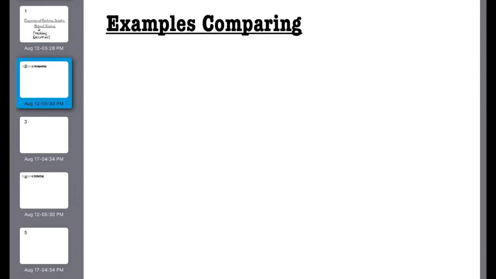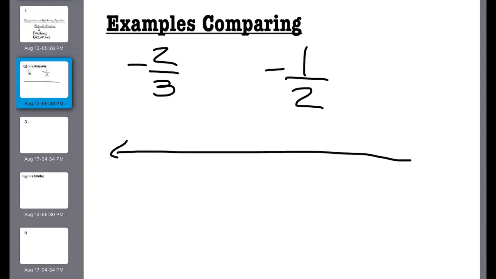So the first thing we're going to do is we're just going to start out very basic. We're going to look at comparing. So let's look at two fractions, but we're going to look at two negative fractions. So we have negative 2/3, and we're going to compare it to negative 1/2. And so there's a couple different ways that we can do this. The first thing I would like to show you is using a number line, because that's what we did in our previous notes when we were looking at whole numbers, negatives, and positives. So let's go ahead and look at a number line.